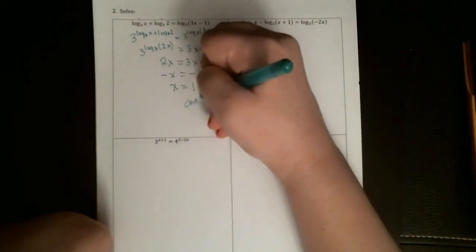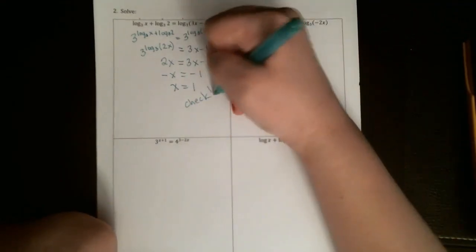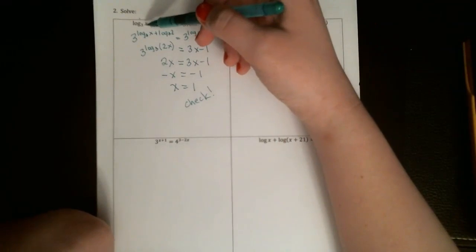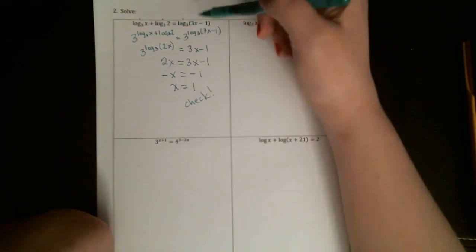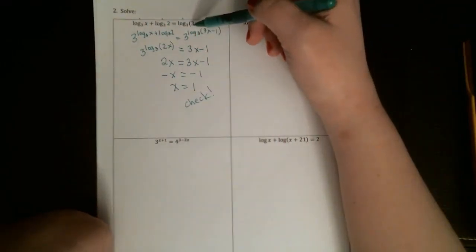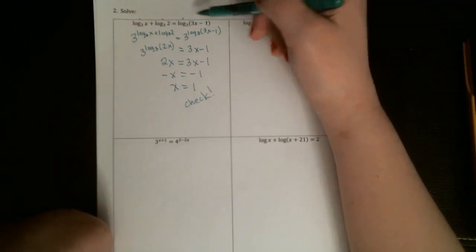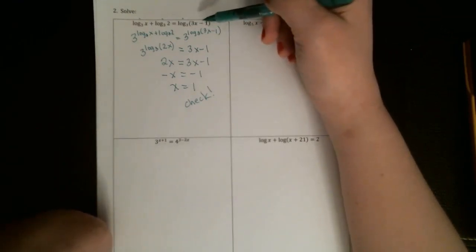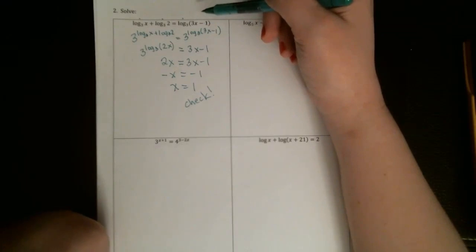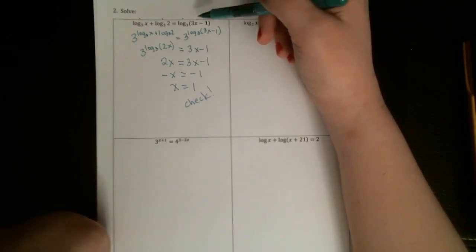There's a non-optional check here. This is a log equation. Log of 1, totally valid. Log of 2 is good. Here, if we plug in 1, we get the log of 3 minus 1, the log of 2, again, totally valid. So that's looking good. And once again, if you want to do a more thorough check, you can.